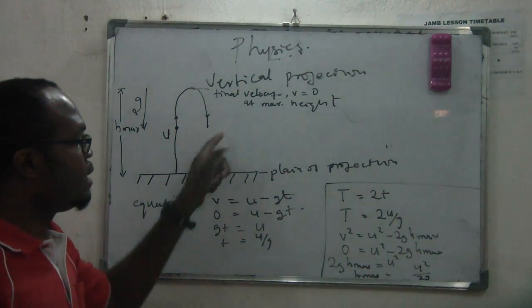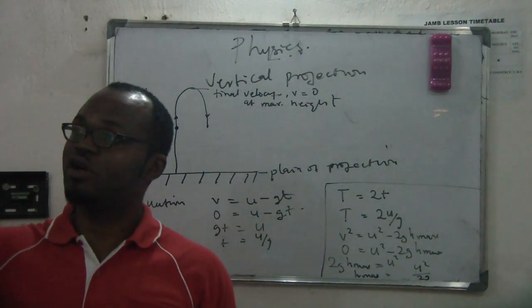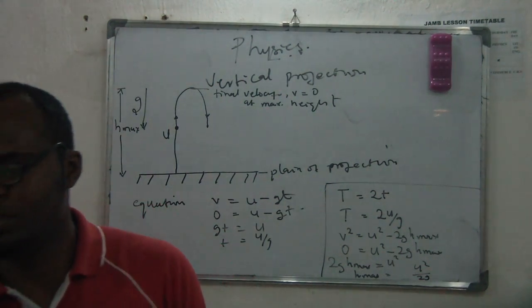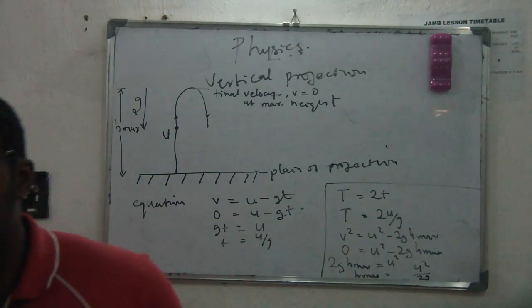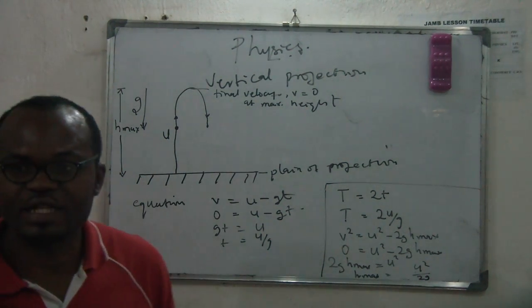Good, so we are looking at vertical projection. If you throw something up, you understand? This is as opposed to normal motion that I told you of, rectilinear motion, you understand? Here we're talking about vertical projection.